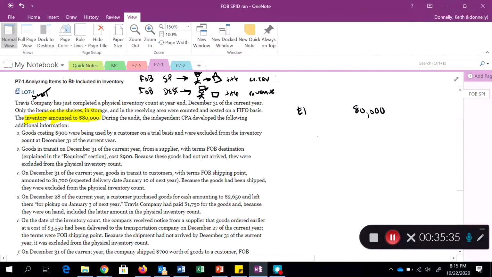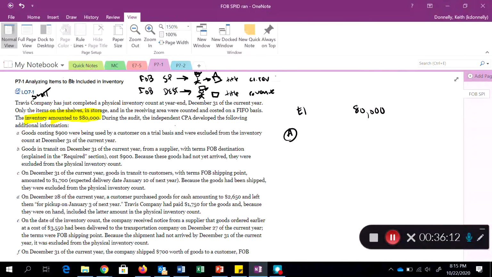So let's look at A here. It says, hey, goods costing $900 were being used by a customer on a trial basis and were excluded from the inventory count. So let's just say we're Home Depot or Lowe's. We let somebody go try one of our items, one of our customers. Like, here, try this snow shovel for a week. Come back, tell us if you want to buy 100 units or something.